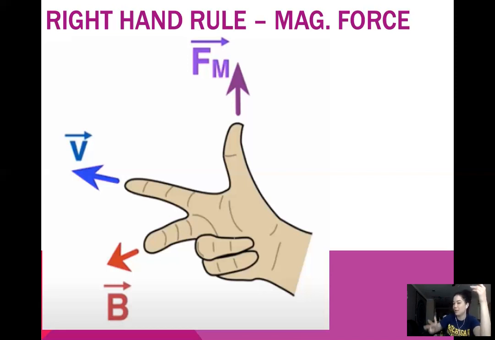Take a second and write down what each of your fingers represent, okay? Thumb pointing straight out is your magnetic force. Either your pointer finger or all your fingers point in the direction of the velocity or the current, and then your middle finger or your fingers curve in the direction of your magnetic field. Sounds crazy, I know, but let's try it. It's honestly kind of fun.